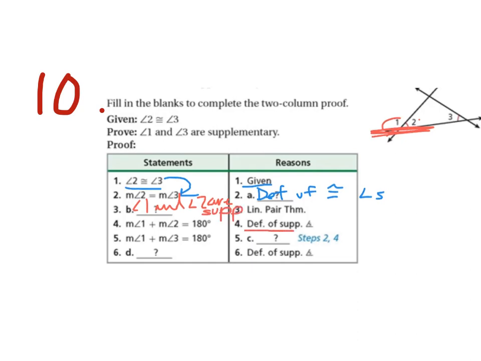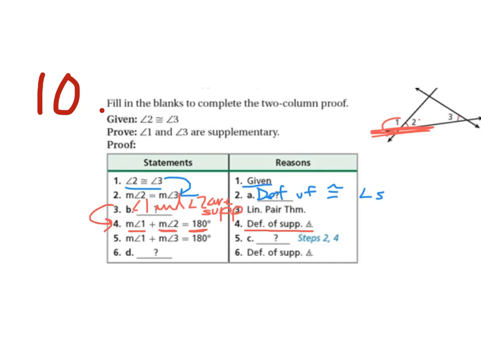So because of the definition of supplementary angles, we know that the measure of angle 1 plus the measure of angle 2 is equal to 180. Because we just said in step 3 they're supplementary. So now we can add them and set them equal to 180 because of the definition of supplementary angles.